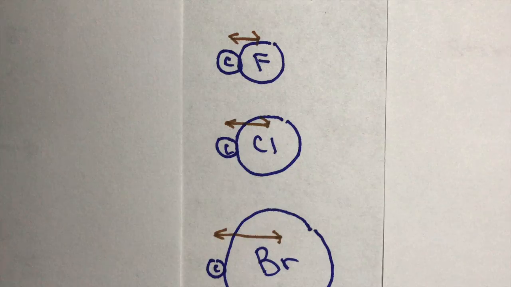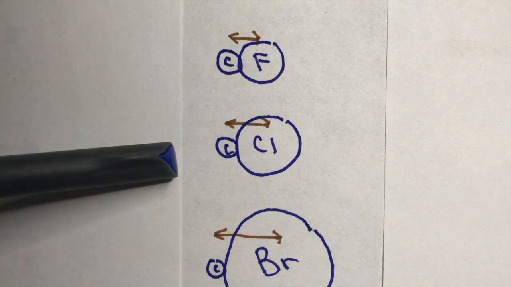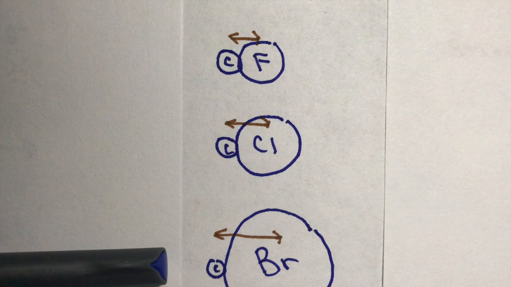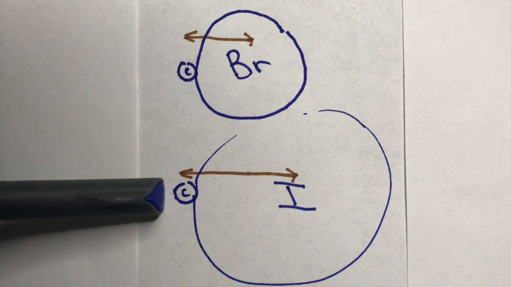And this radius affects the bond length between carbon and the halogen, so bond length will be smallest for carbon and fluorine, a little larger for carbon and chlorine, a little bit larger than that for carbon and bromine, and finally it will be the largest for carbon and iodine. And the consequence of this longer bond is that it is also a weaker bond.